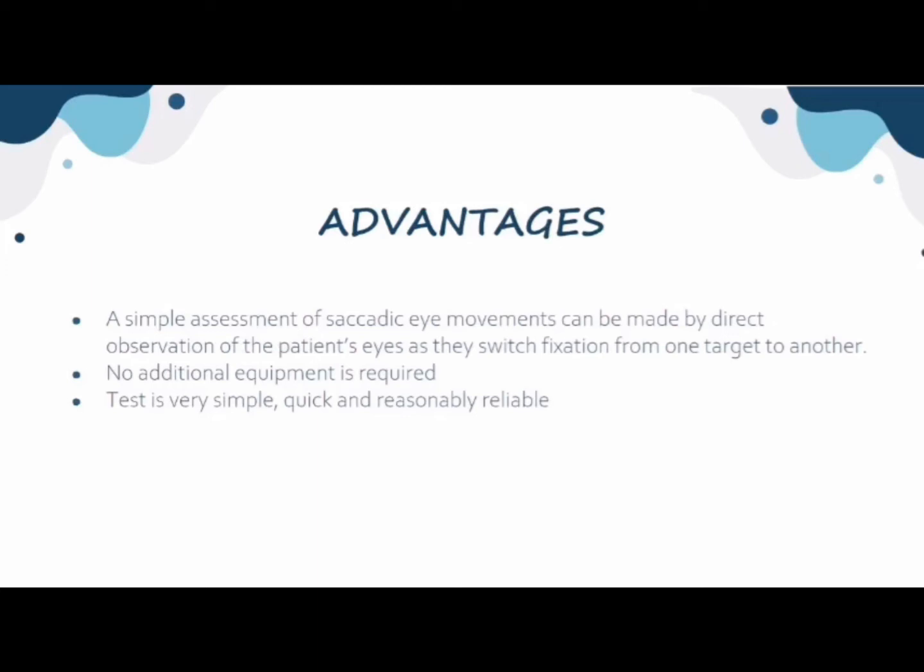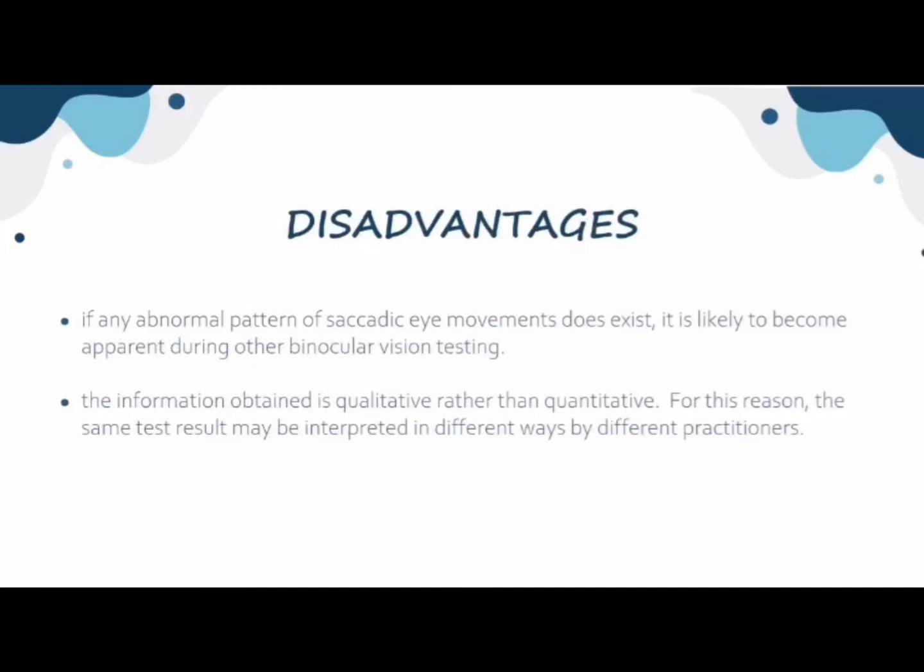eyes as they switch fixation from one target to another. Second, no additional equipment is required. Third, this test is very simple, quick, and reasonably reliable. The disadvantages. First, if any abnormal pattern of saccadic eye movements does exist, it is likely to become apparent during other binocular vision testing. Second, the information obtained is qualitative rather than quantitative. For this reason, the same test result may be interpreted in different ways by different practitioners.